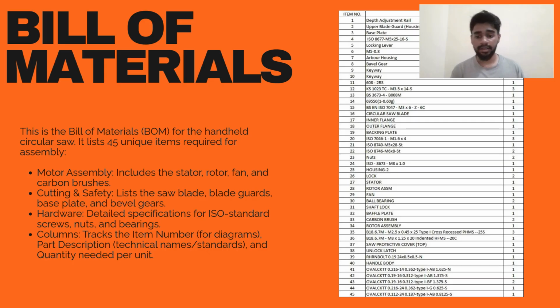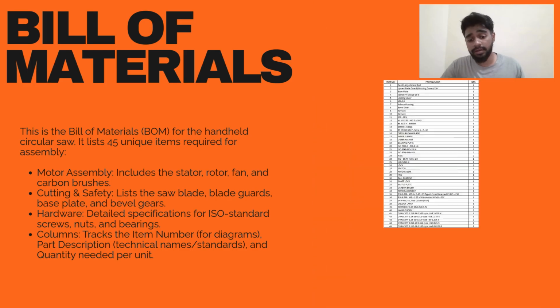First off, we can look at the motor assembly. It includes the stator, the fan, the rotor, and carbon brushes. So for cutting and safety, we're looking at the saw blade guards, and the bevel gears. For hardware, we have provided detailed specifications for ISO standard for the screws, nuts, and bearings. And in the columns, we can see that it tracks the number of the item, the name of the product, the name of the part, the description of it, and in the next column we have the quantity per unit, as some parts are more than one.